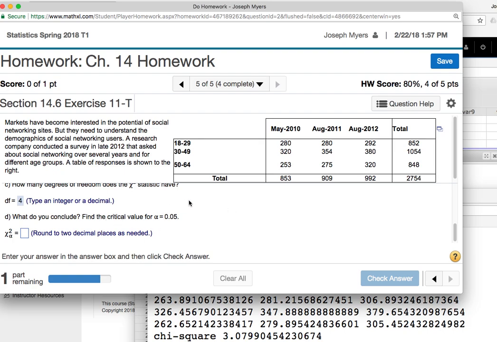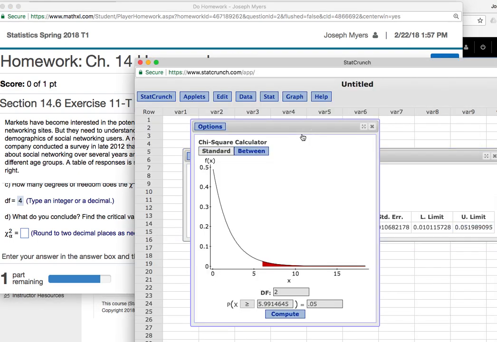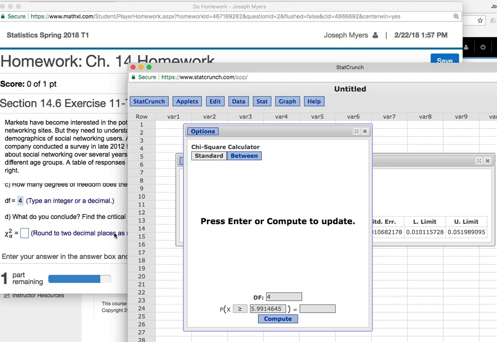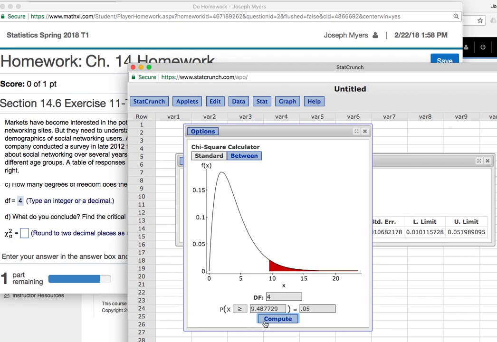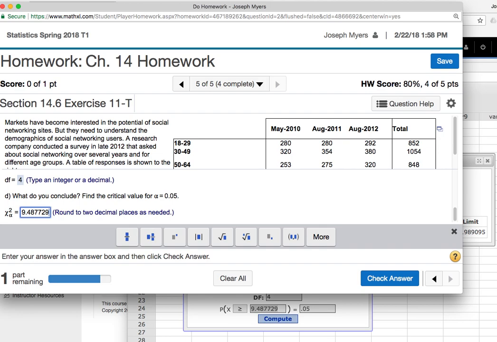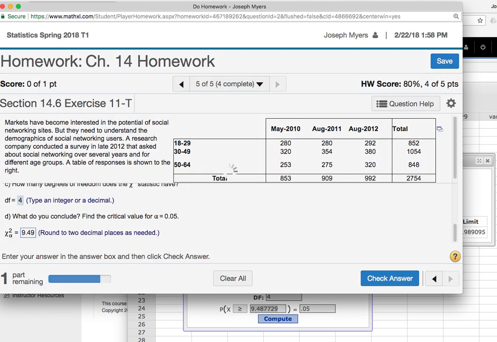Okay, so find the critical value for alpha equals 0.05. So we'll go back to StatCrunch, go to the chi-square calculator, and we have 4 degrees of freedom, and we want to find an alpha of 0.05, so that goes over there. The probability that's in the end of the graph, which would be the greater side, like that, to that little red area. And then we got a value of 9.48. Presto. Rounded off to 2, it would be 9.49.